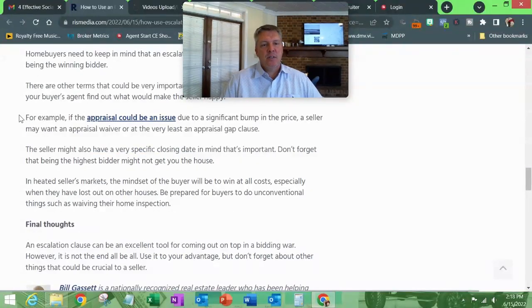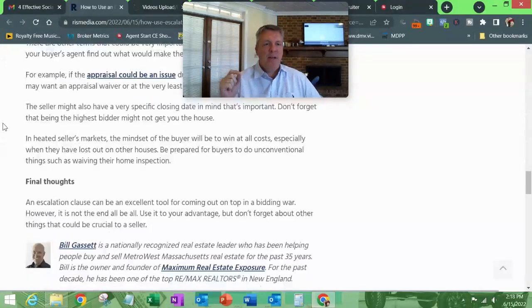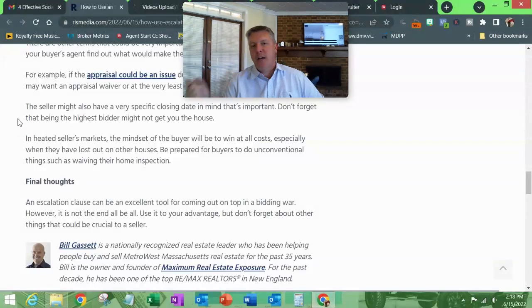So the seller might also have a very specific closing date in mind that's important. So don't forget that being the highest bidder might not get you the house. And we've seen that in our own experience many, many times. It's not always about price. But in a heated seller's market, the mindset of the buyer will be to win at all costs, especially when they have lost out on other houses.